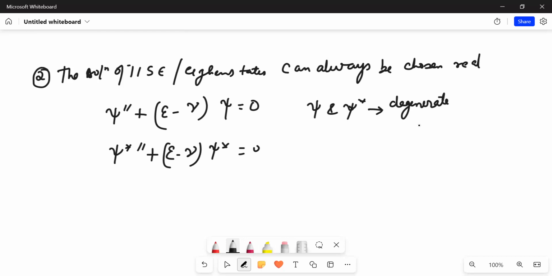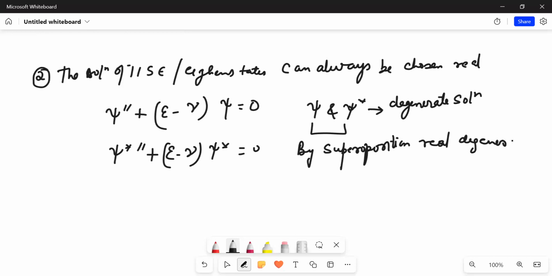Please understand, right now I'm not talking about bound states. For bound states in one-dimensional potentials, we cannot have degenerate solutions. Right now, psi and psi conjugate form a degenerate solution. This is clear, and indeed by their superposition we get degenerate solutions. Therefore, this property follows: eigenstates can always be chosen real.